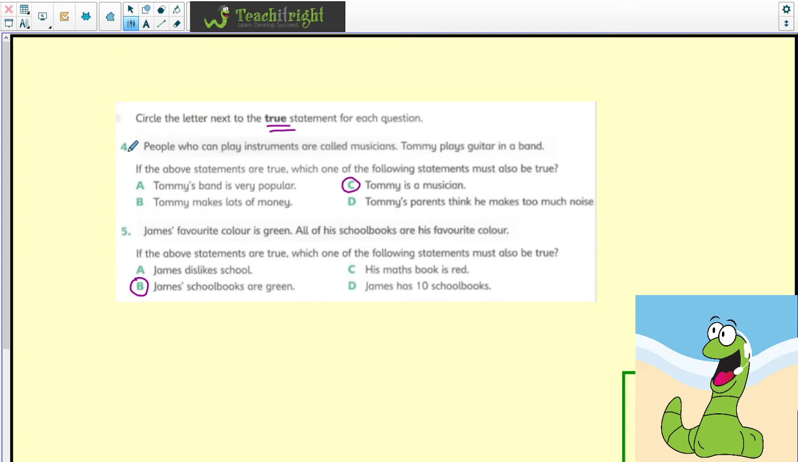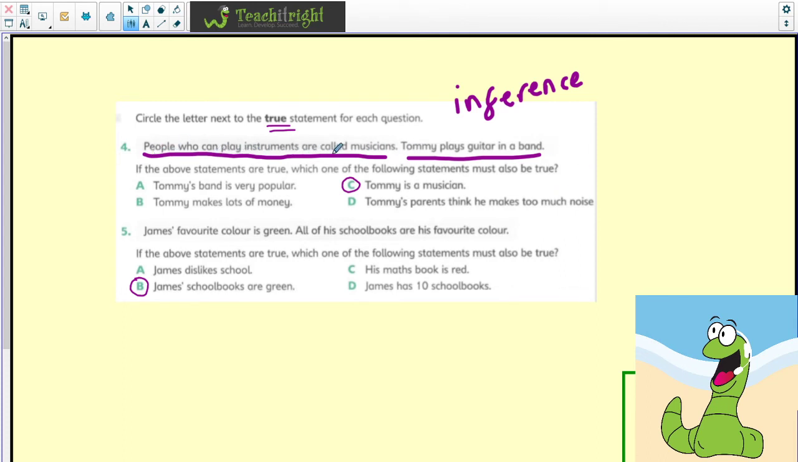Let's have a look at question 4. Circle the letter next to the true statement. So these are true statements. We read this information at the top here. I'm going to read that first, and then I'm going to work out which one is true. So it may not tell you exactly, but you need to use your inference skills here. This is all about inference, and work out what would be accurate and truthful.